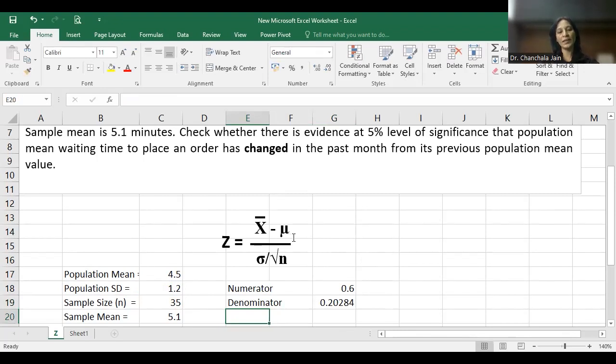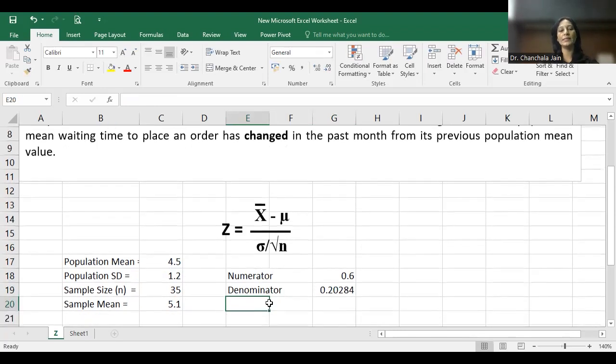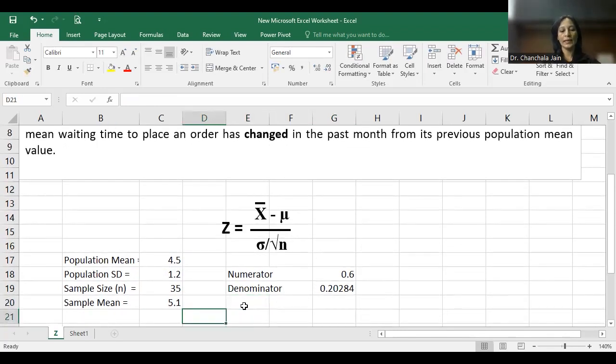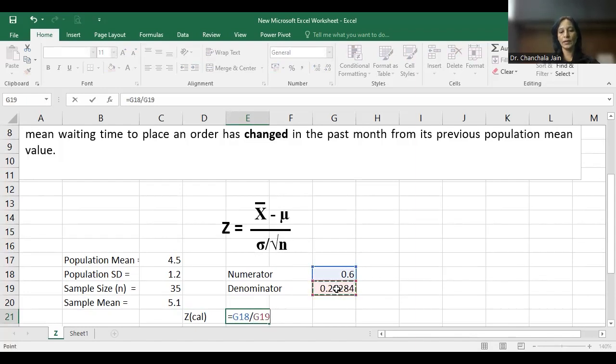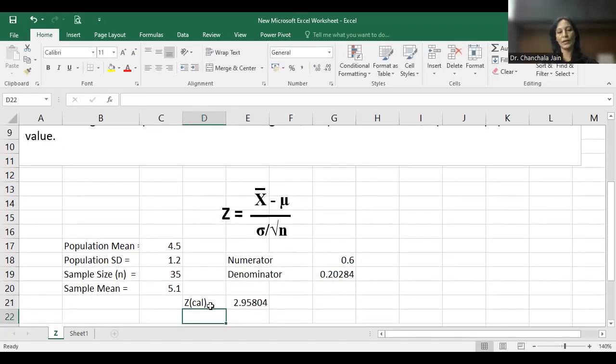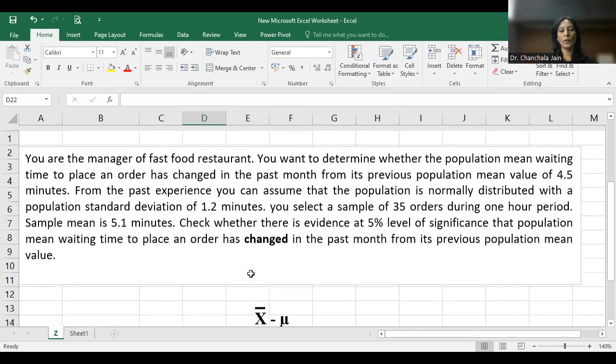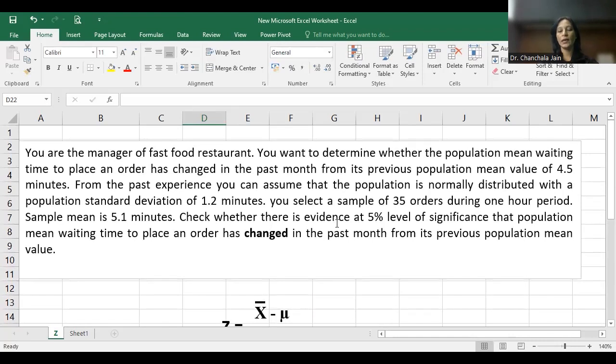So I have the numerator, I have the denominator. I can divide the numerator by the denominator to get the Z value. So here I can write Z, this would be our calculated value. This would be the numerator divided by the denominator. So the Z calculated value is 2.95804. So in the problem it is mentioned we need to check our hypothesis at 5% level of significance.